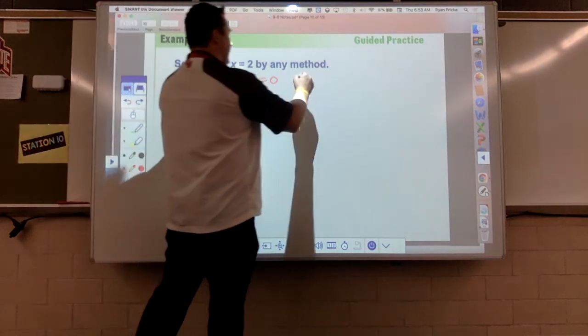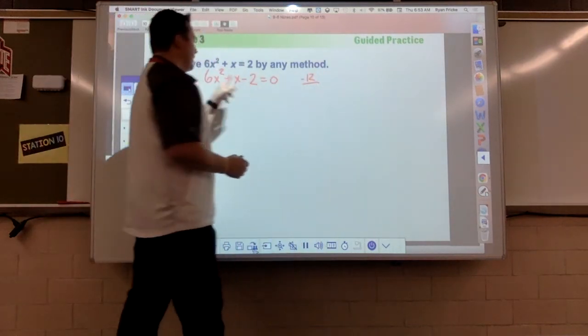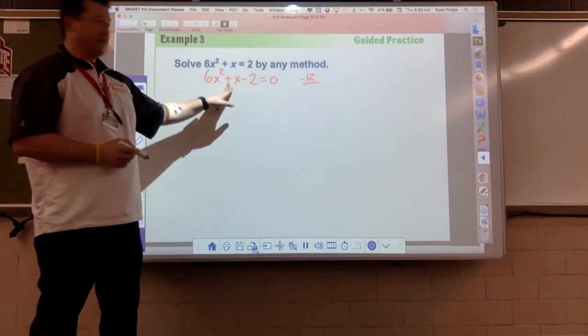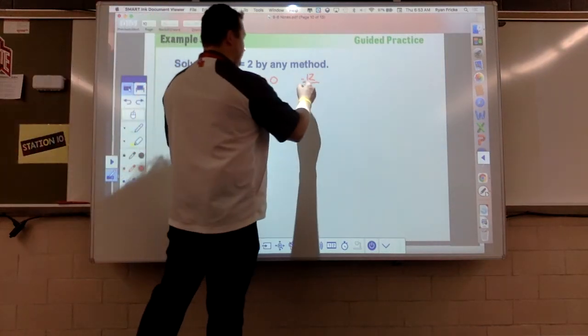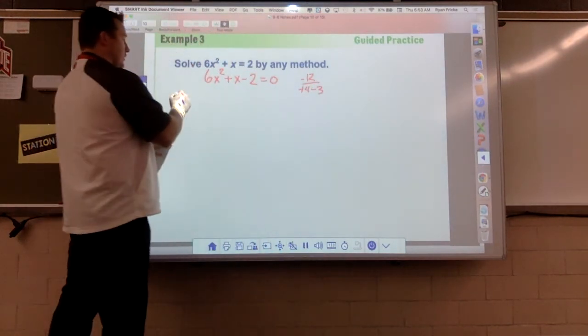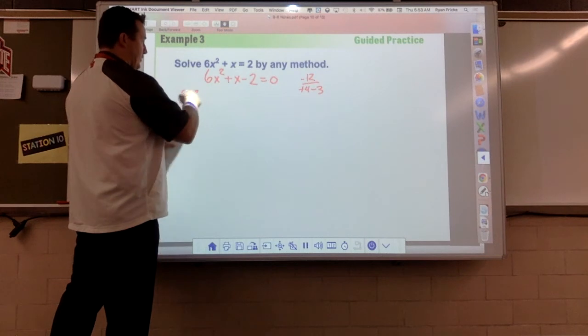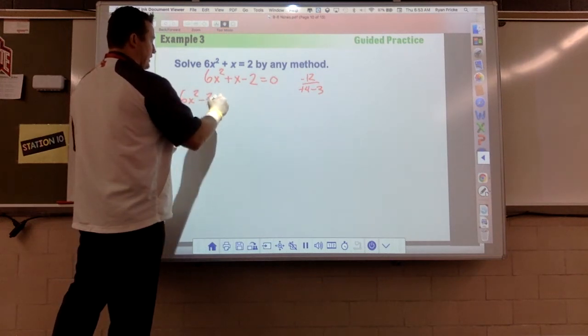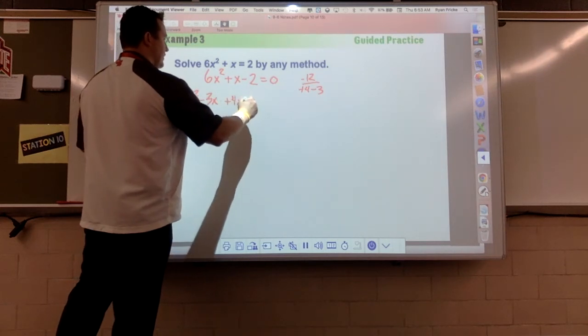So real quickly, again, I go right to factoring and say, hey, negative 12, we want to add up to a positive 1. So 4 and 3 seem to be like a good choice for me there, okay? So 6x squared, I'm going to put the 3 over here. So I'm going to go minus 3x and then plus 4x minus 2.